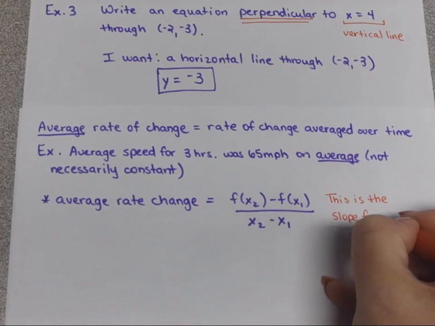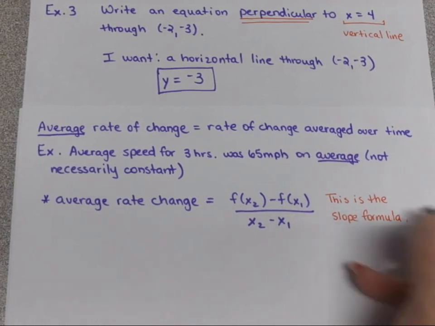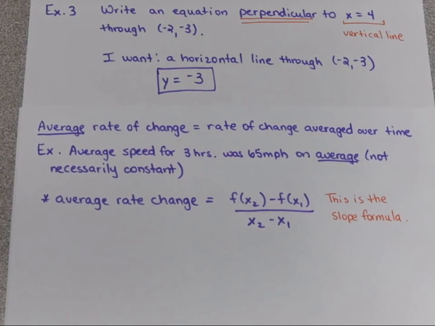I consider it a little fancier version of the slope formula. Because remember, f of x is really just what? What can we replace f of x with most of the time? y, right? So it really is change in y over change in x. It's just written in a different way.